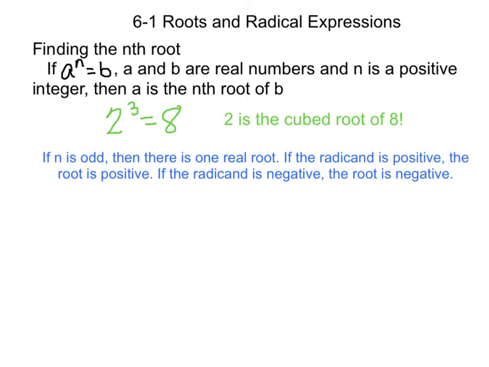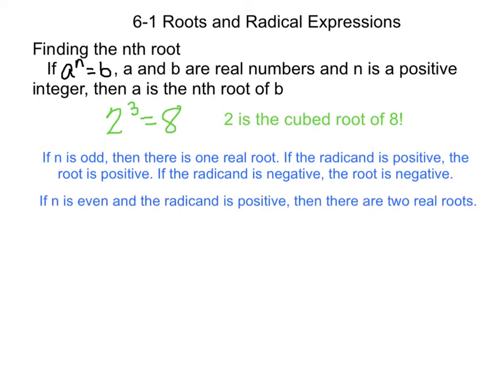If n is odd, then there's one real root. If the radicand is positive, the root will be positive. If the radicand is negative, the root will be negative. If n is even and the radicand is positive, then there are two real roots. You will have plus or minus as part of your answer.